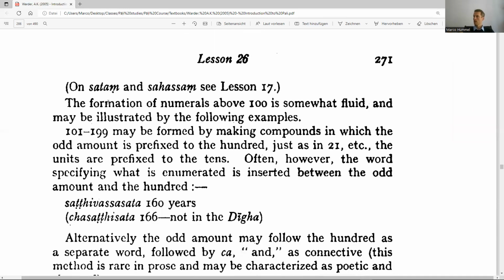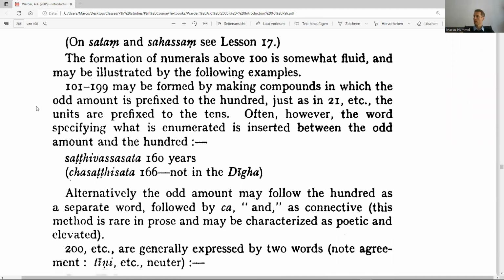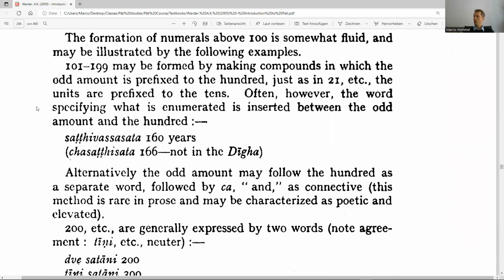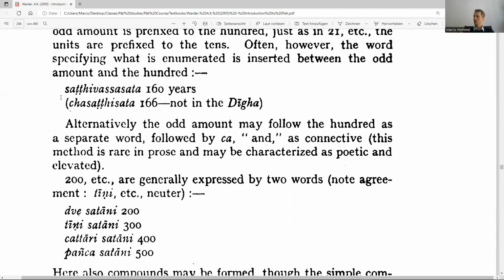On sataṃ and sahassaṃ, see lesson 17. The formation of numerals above 100 is somewhat fluid and may be illustrated by the following examples. 101 to 199 may be formed by making compounds in which the odd amount is prefixed to the 100, just as in 21, etc. The units are prefixed to the tens. Often, however, the word specifying what is enumerated is inserted between the odd amount and the 100.